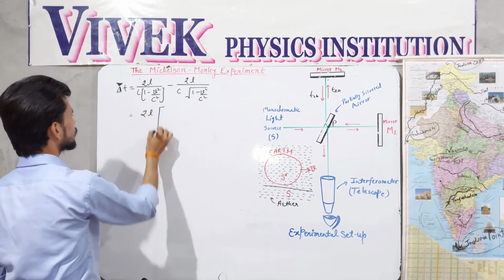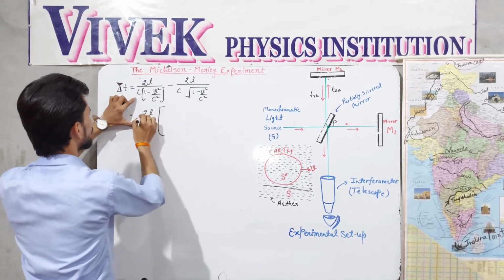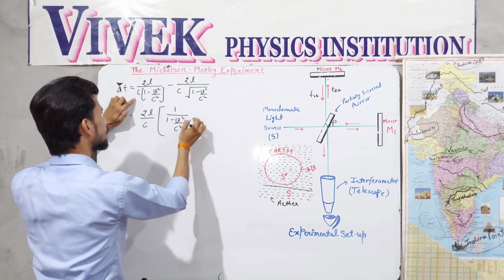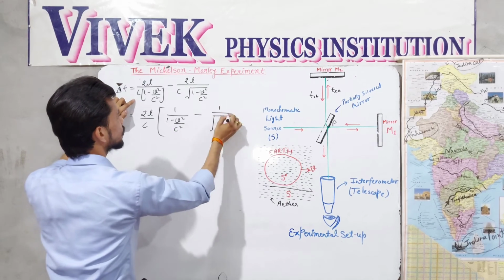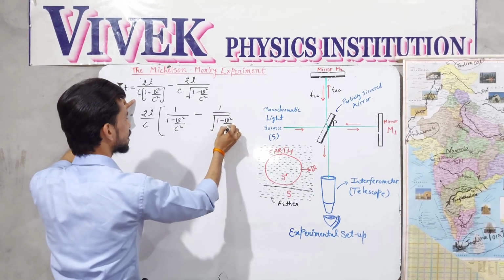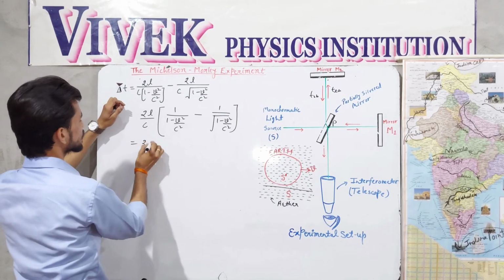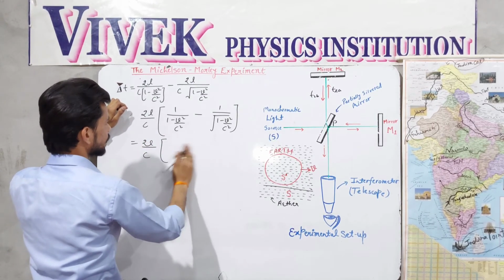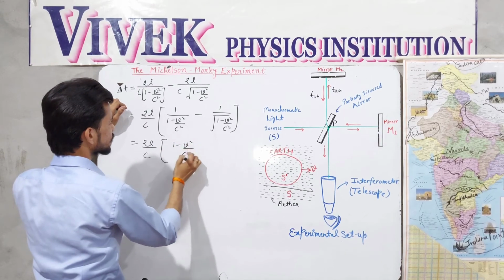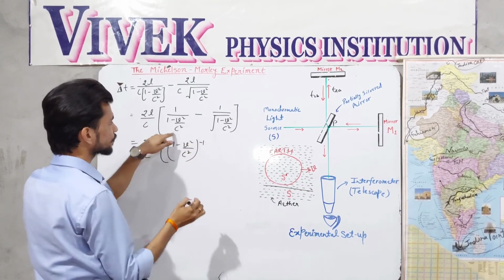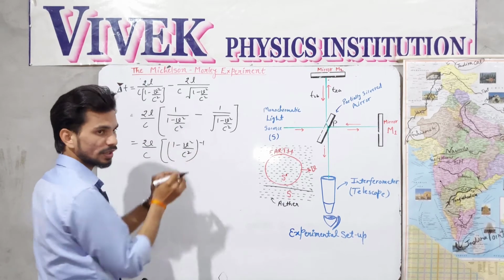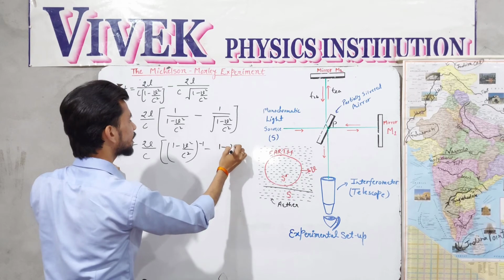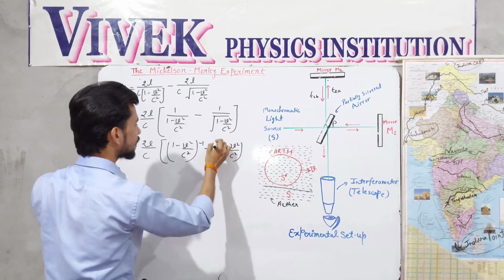2L is common here, also c is common here. This is 1 upon 1 minus v square upon c square, minus 1 upon under root 1 minus v square upon c square. I can use the binomial expansion here. This is 1 minus v square upon c square whole raised to the power minus 1. I have taken this denominator into the numerator completely, as minus. This can also be taken in the numerator: 1 minus v square upon c square whole raised to the power minus 1 by 2.